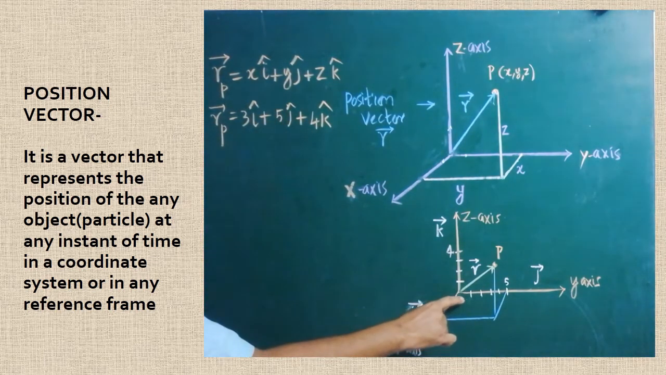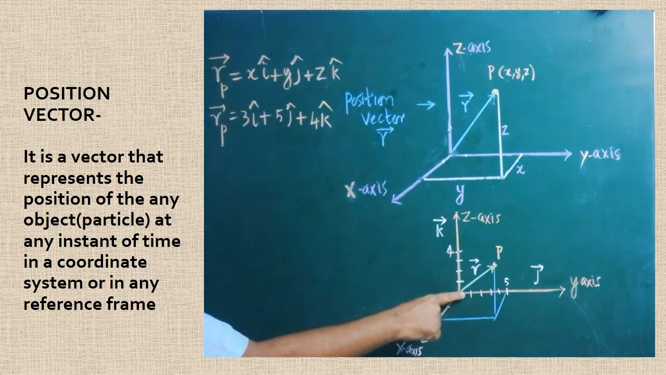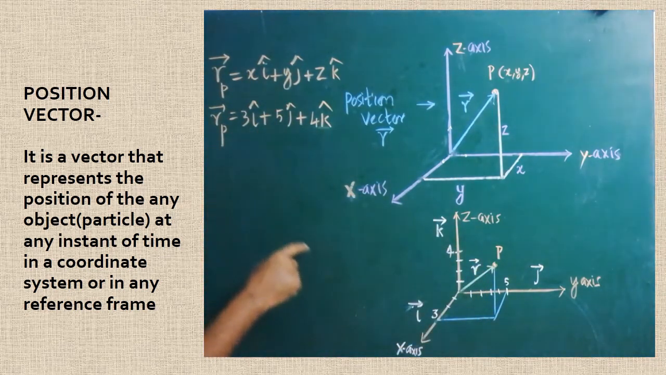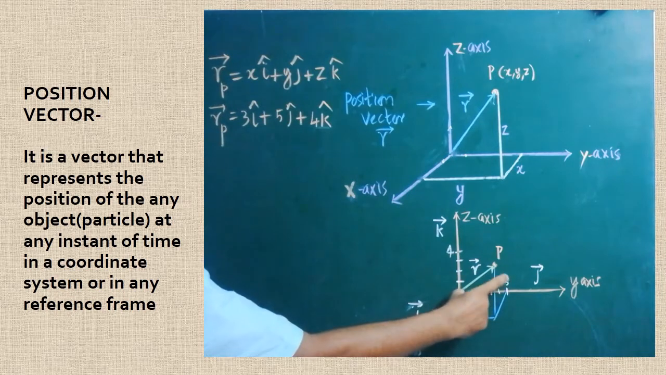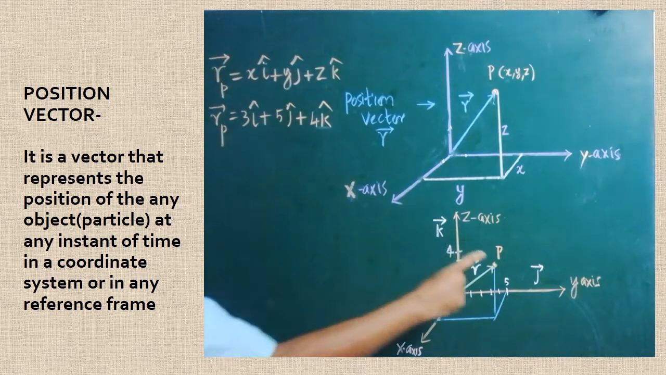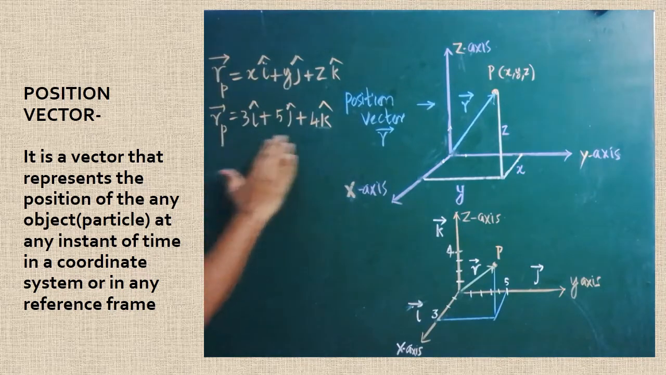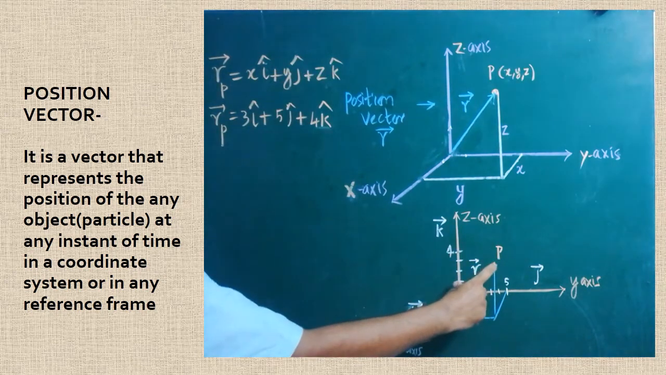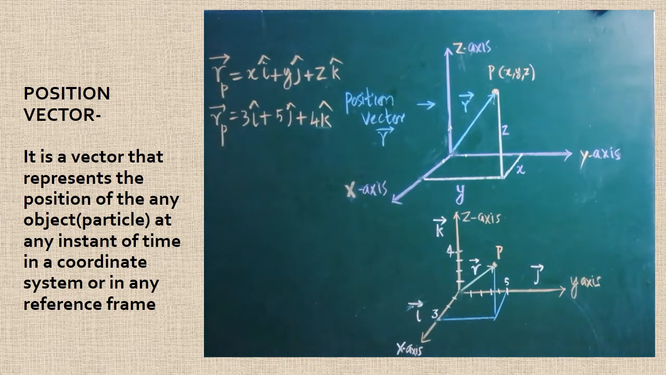So, with respect to x, y and z individually, we can write like this. From the origin up to point P, the position can be located by using this expression, that is 3 i cap plus 5 j cap plus 4 k cap. If all the three are added, you will get this vector. Which vector? R vector for point P. Like this we can write the expression. So, this particular vector that represents the location of the point P from the origin is called the position vector.